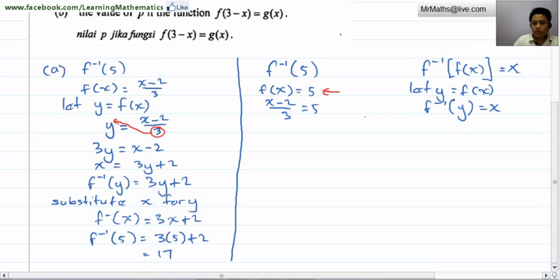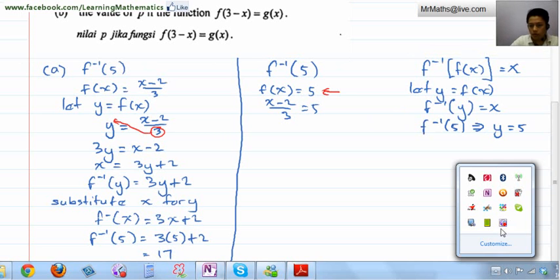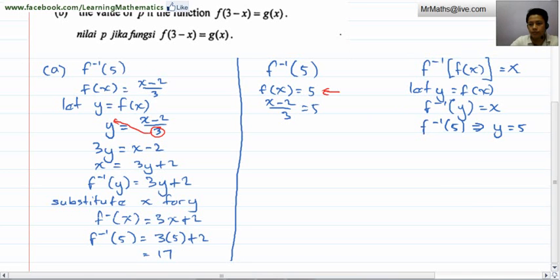So if you want to find f inverse of 5, this means that y is equal to 5. Let me check if the video is running correctly. Yes, okay. y is equal to 5. Then that means f(x) is actually equal to 5, and that's why I put down there (x minus 2) over 3 equal to 5 here. Alright, I hope you get it. I'll just box it outside so that it doesn't confuse anybody.